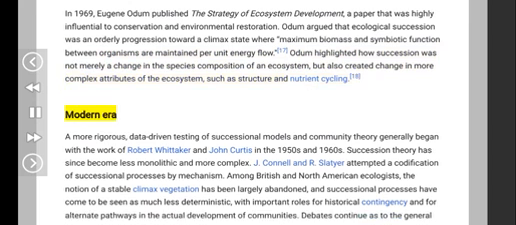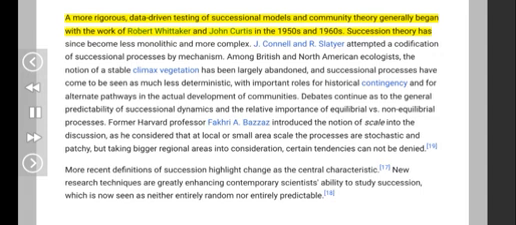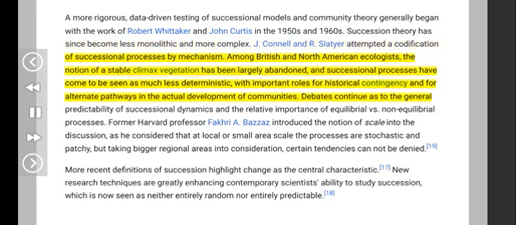18. Modern era. A more rigorous, data-driven testing of successional models and community theory generally began with the work of Robert Whittaker and John Curtis in the 1950s and 1960s. Succession theory has since become less monolithic and more complex. J. Connell and R. Slatyer attempted a codification of successional processes by mechanism. Among British and North American ecologists, the notion of a stable climax vegetation has been largely abandoned, and successional processes have come to be seen as much less deterministic, with important roles for historical contingency and for alternate pathways in the actual development of communities.